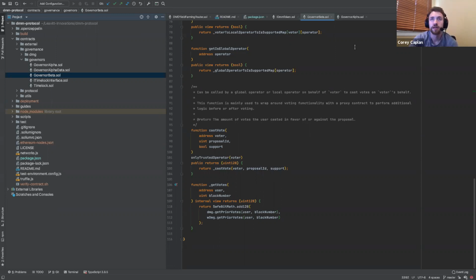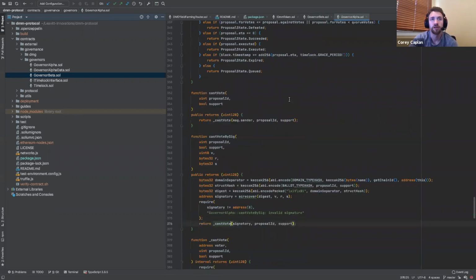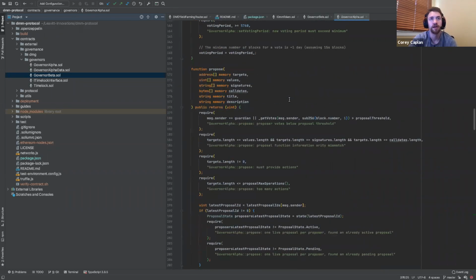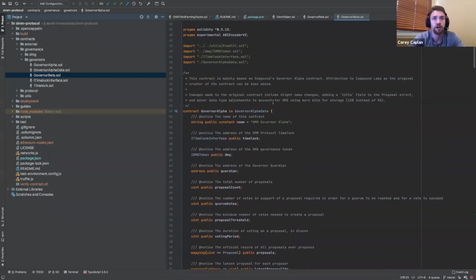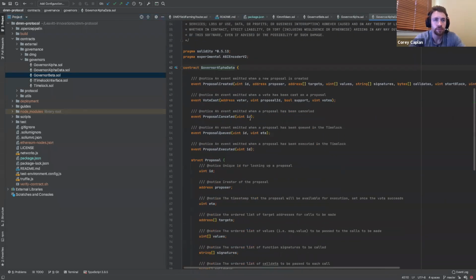We think that there's a lot of interesting things that can get built out using this feature, let alone the fact that the Governor Alpha contract also has its own set of events that get emitted whenever a proposal gets introduced, or here we go, whenever a proposal gets introduced or a vote is casted.